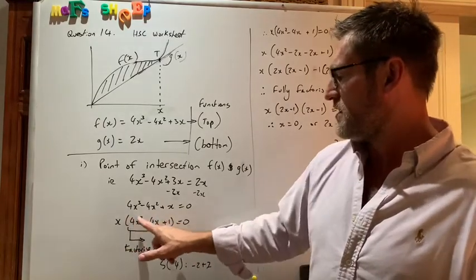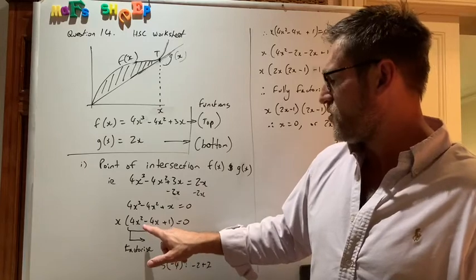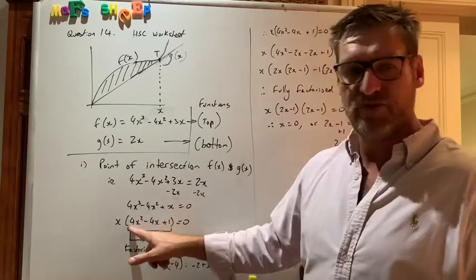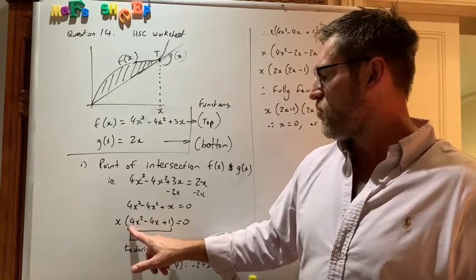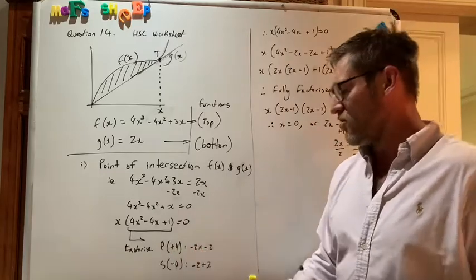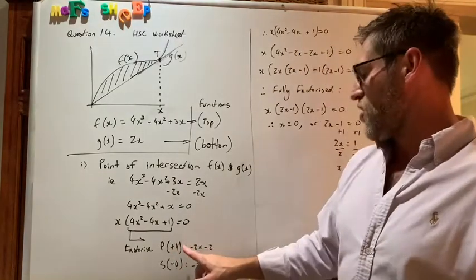4 times 1, that's how we did this. So 4 times 1 is 4, so I'm looking for a product of plus 4 and a sum of minus 4. Let's remember, when the coefficient of the x squared is not a 1, it's 4 times 1 is 4, and the sum is minus 4. So I'm trying to find the magic combination for that. Minus 2 times minus 2.